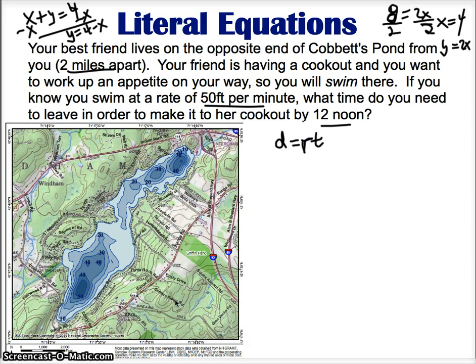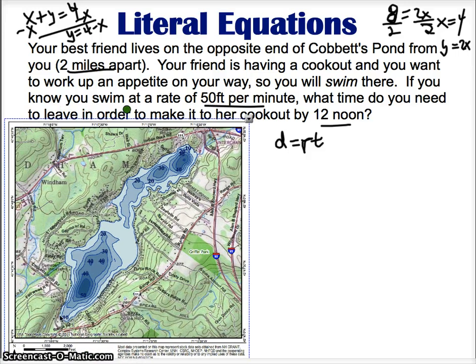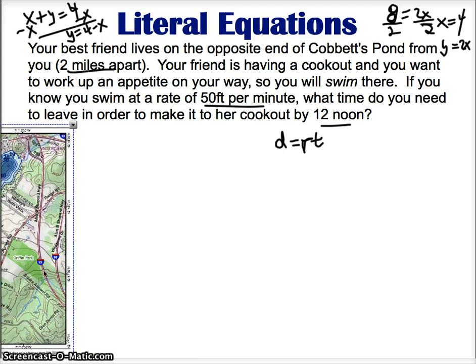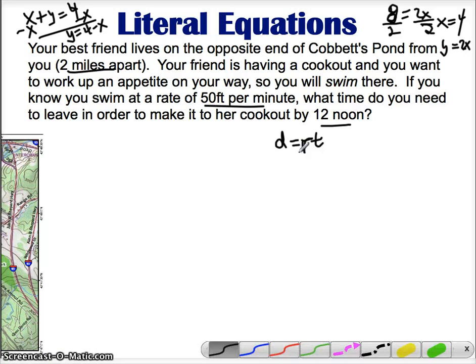Okay, first I'm going to move the map out of the way. If you notice, this is a map. Here's your Cobbetts Pond, 2 miles from end to end. Alright, so we'll move that. Now, we know that distance equals rate times time, so we have a time that we need to be there by. The question says, what time do you need to leave? So time is what we need to solve for.